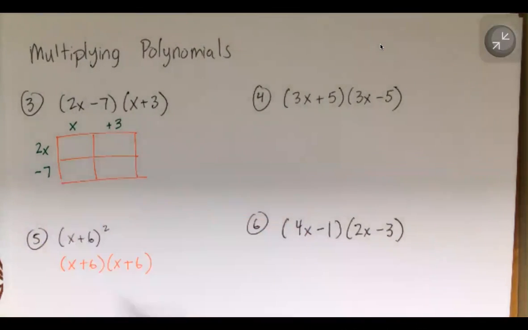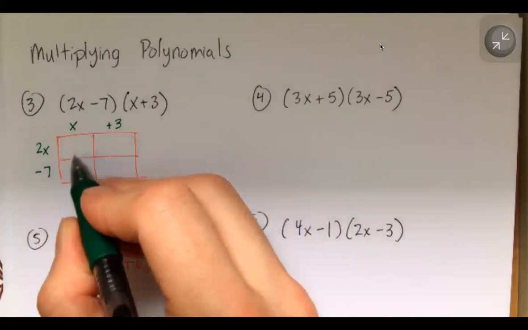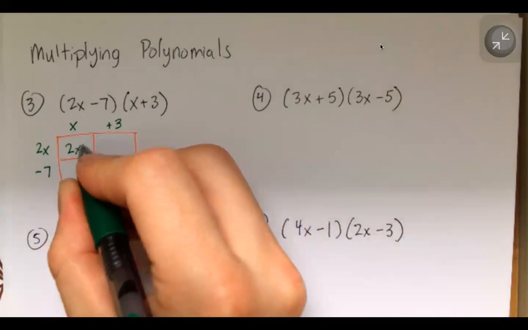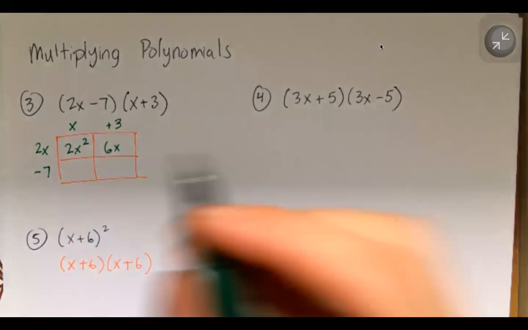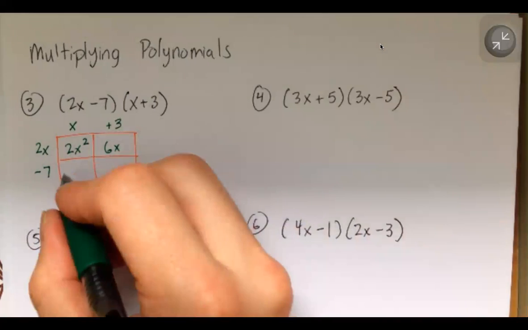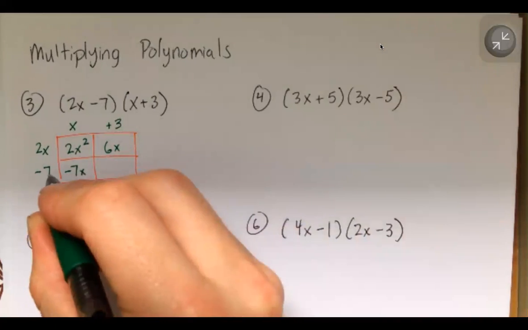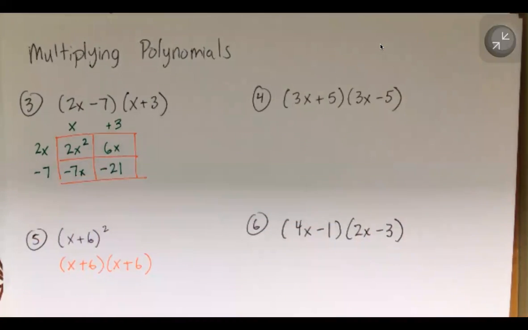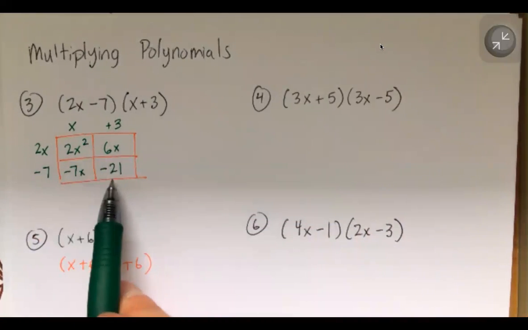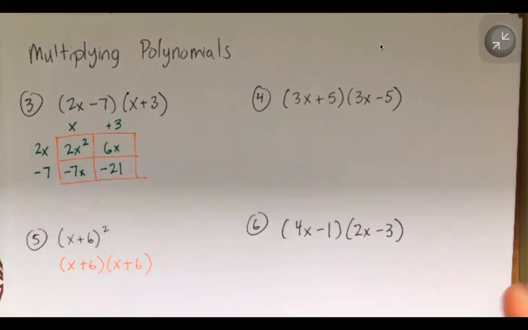And then this box method is just about organizing your multiplication. So 2x times x, 2x times 3, x times negative 7, and negative 7 times 3. So we got all of the products here on the inside, and if we just write them all out, we can get our polynomial answer.